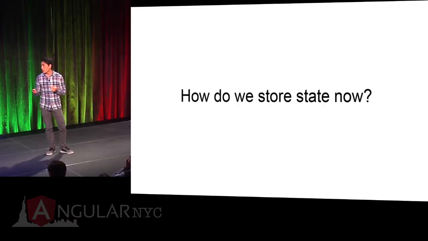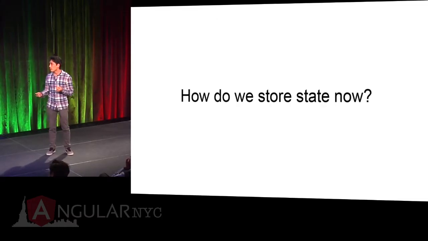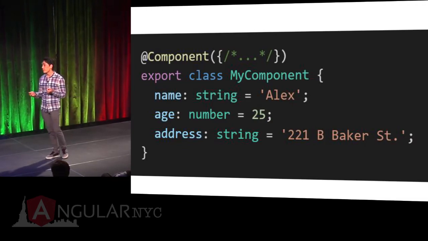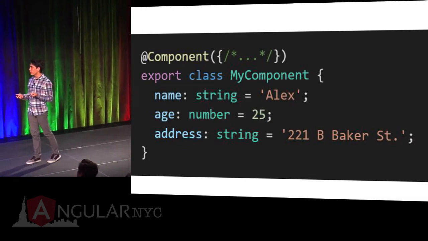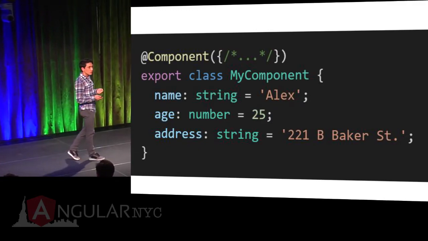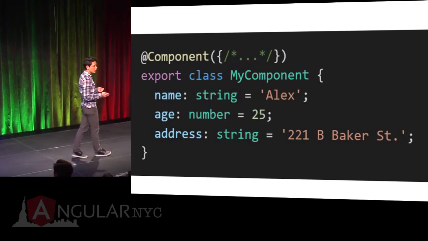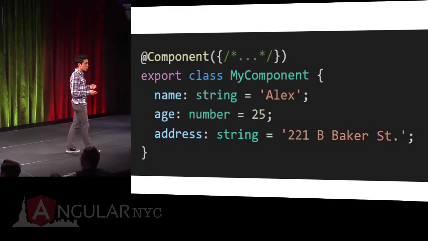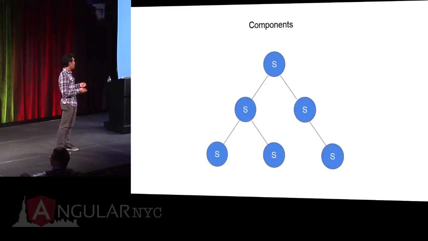So how do we store state now? It's a common practice to store state in components. So we have a component class, and we store our state as that class's properties. And this way, we have a tree of components, and every component has its own state.